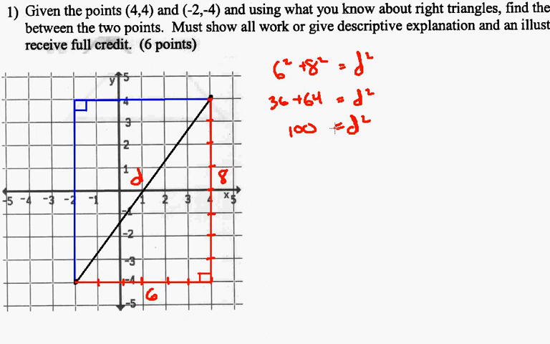And the way to get rid of a square is to square root it. And what you do to one side of the equation, you do to the other. So this becomes d, that becomes 10. All right? So that would be one way. That's one descriptive explanation. The other would be to simply recognize, and let's use the blue triangle for this.